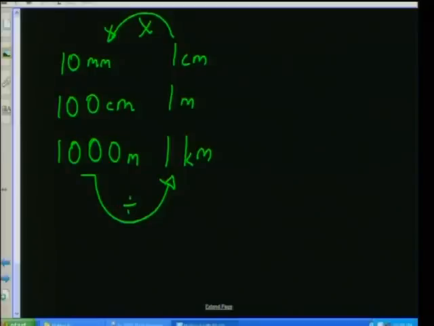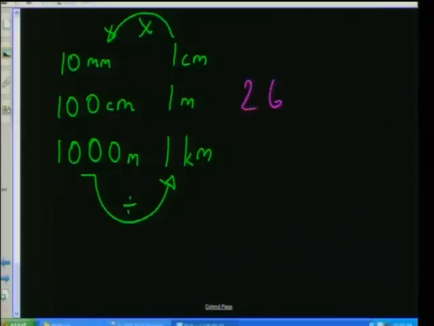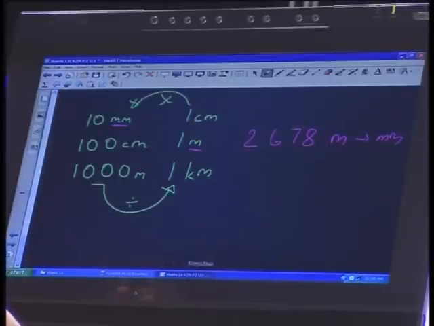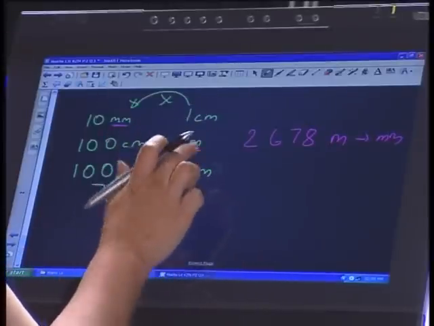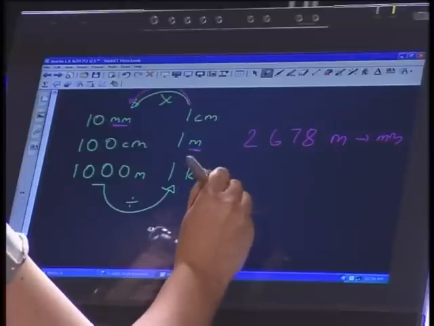So if I've got 2,678, let's make that meters, and I want to convert it to millimeters. What are we going to do first? We're going to find the meters on one side and millimeters on the other side of our table. So I've got millimeters here and meters here. Happy with that? Yes. I'm going from meters to millimeters, which means I'm going to multiply. You're going to multiply. Right.